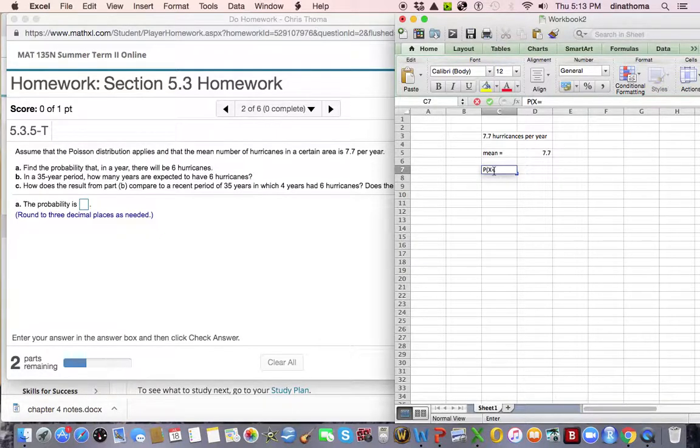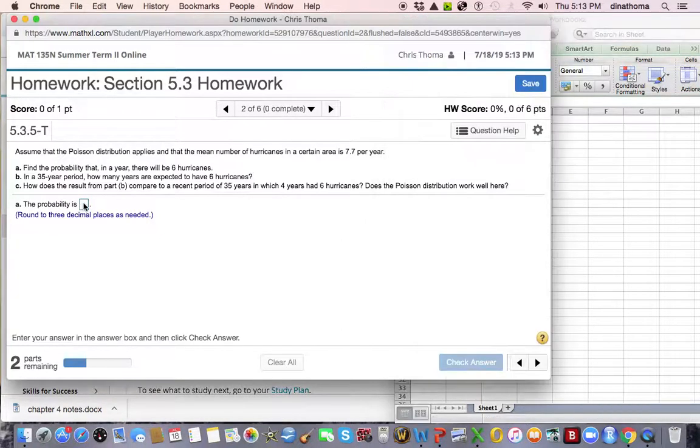Sometimes the homework can get kind of tricky with their wording. Well, not tricky, kind of not clear, but it says will be 6, so I'm assuming equals 6. So probability is Poisson dist. You need your x, which is in there. That's why I always write mine out with equals or less than or equal to, because it reminds me what I'm doing. There's my x, there's my mean, and because it's equals, I don't want the CDF, so I put in 0, and I get 0.131.